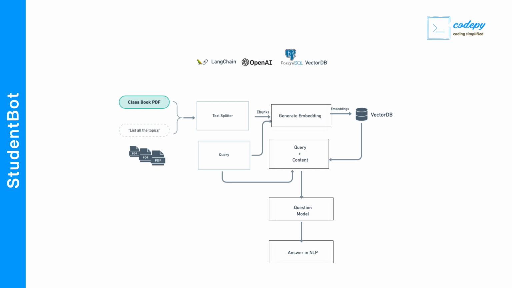This is the solution we are going to develop. First, we have a list of PDF documents. We refer to them as classbook documents. We will feed those documents through a text splitter. We get the chunks, and through embeddings, we generate the embedding vectors, and finally we store them in a vector DB, and here we are using Postgres.